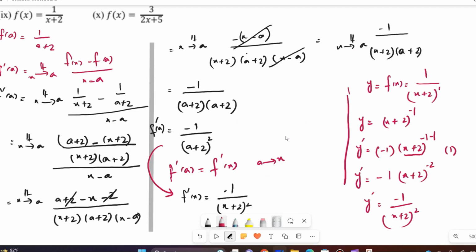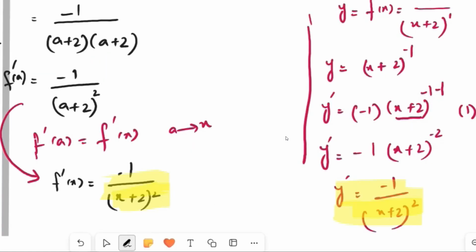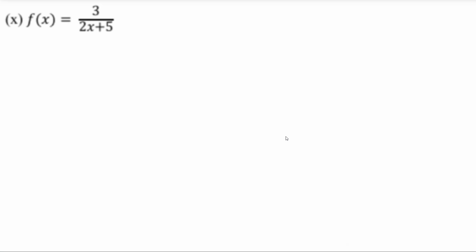So you can check these both answers are same. So it means that our procedure is correct. Now let's move to its 10th part that says f of x is equal to 3 by 2x plus 5. So replace a in the place of x. So it would be f of a is equal to 3 by 2a plus 5.